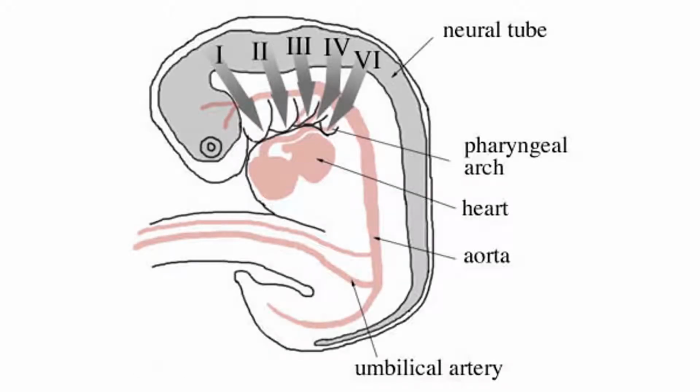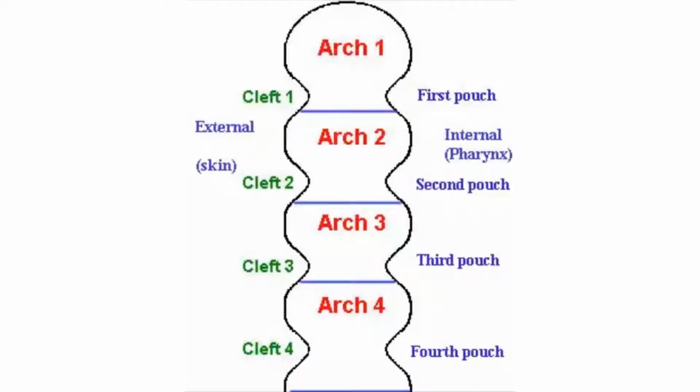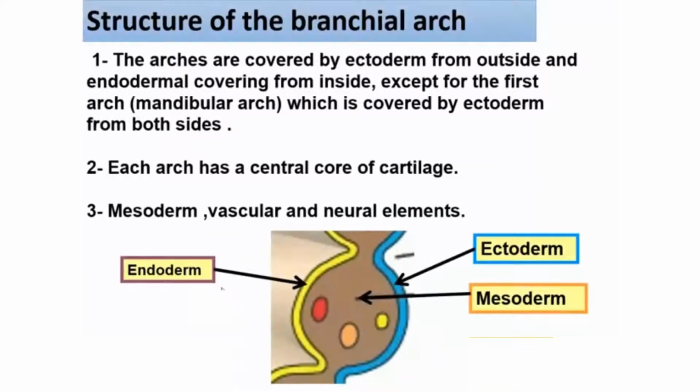During the 4th week of development, a series of outpouchings of mesoderm appear on both sides of the developing pharynx. These outpouchings are called pharyngeal arches. 6 pairs of pharyngeal arches expand from the lateral wall of the pharynx. Soon after its formation, the 5th pharyngeal arch disappears. Pharyngeal pouches form on the endodermal side between the arches, and pharyngeal grooves or clefts form from the lateral ectodermal surface of the neck region to separate the arches.